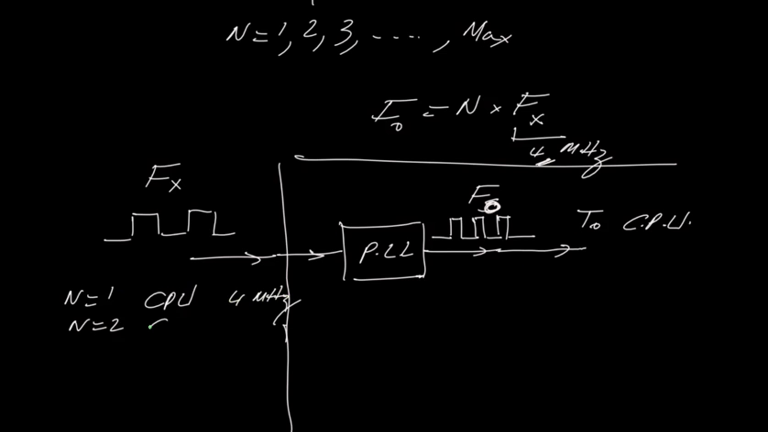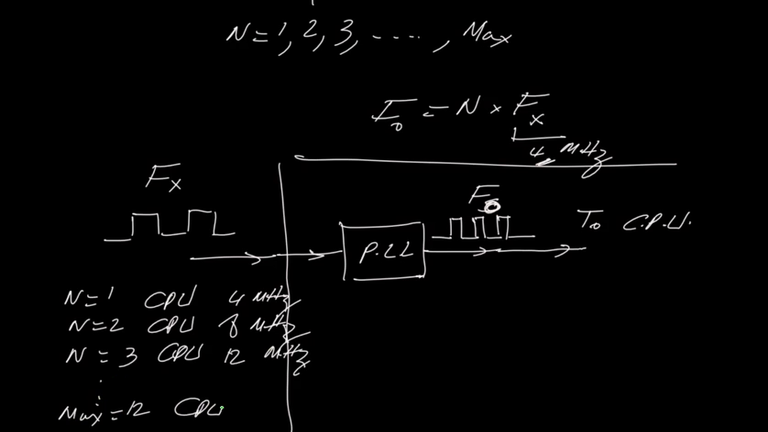If n is equal to 2, then the CPU, by the way, this n is programmable. By writing some code, you can change it. It's 8 megahertz. If n is equal to 3, then the CPU is running at 12 megahertz. I'm going to continue till maybe n equals 12. This is the maximum. The CPU runs at 48 megahertz. So let's say my CPU can run at any one of these frequencies, anywhere from 4 megahertz to 48. It cannot run any faster than 48 megahertz.